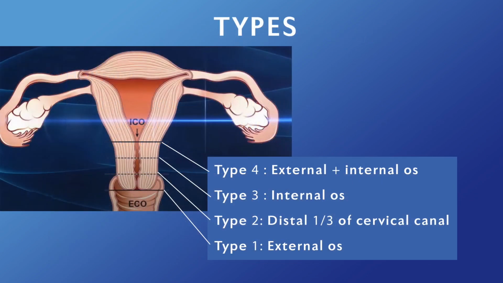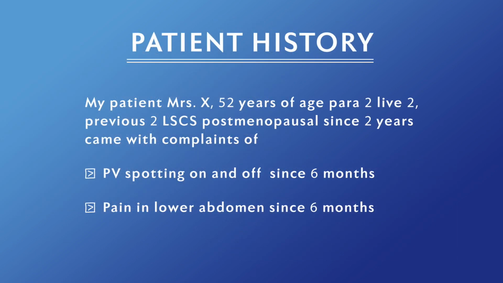There are four types of cervical stenosis. Type 1 is external os, type 2 is distal one-third of cervical canal, type 3 is internal os, and type 4 is a combination of external and internal os. Type 1 is more common in reproductive age group fertile women, while the other three are more common in postmenopausal age group.